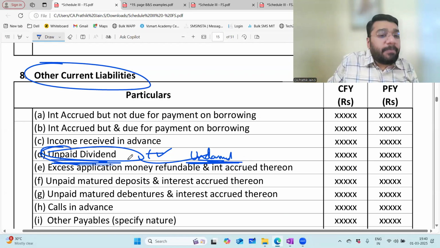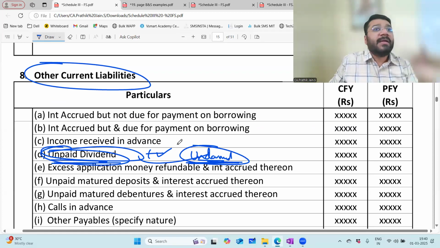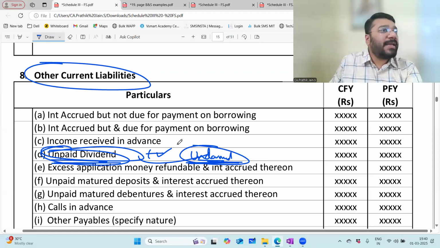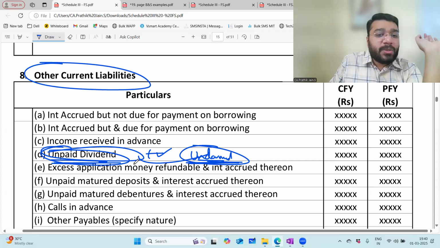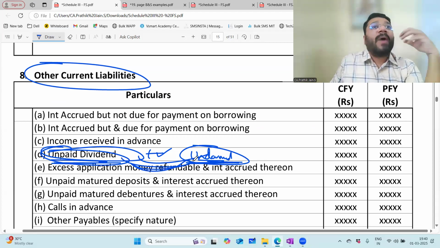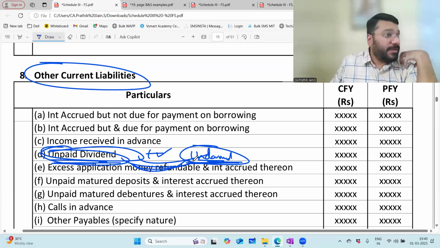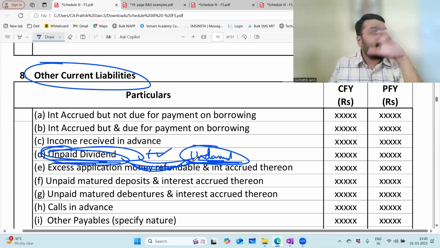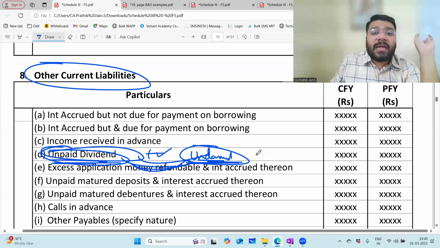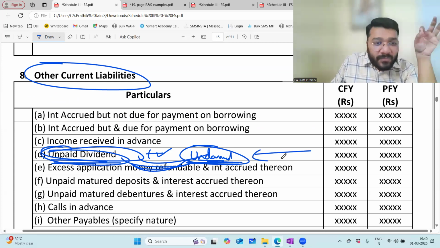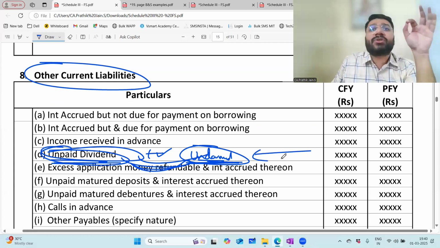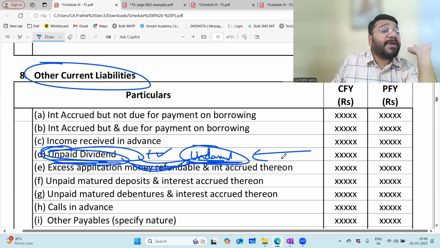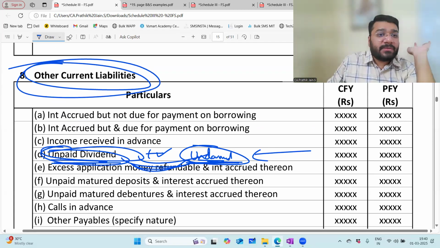There's something called unpaid dividend, and there's something called unclaimed dividend. It will be discussed in depth by your law teacher once. And one more time, when the appropriate time comes, I'll discuss the difference between the two, why we have to keep that money with us for 7 years, and why we have to give it to the government after 7 years. There's a legal procedure for that, so that will be discussed later. So if any unpaid or unclaimed dividend is shown in the question, where will you classify it? In other current liabilities. Am I loud and clear?